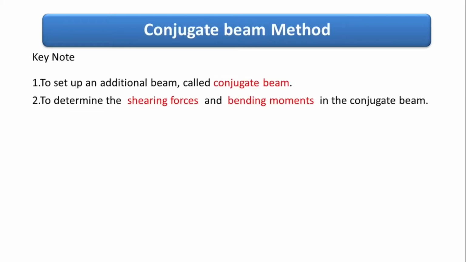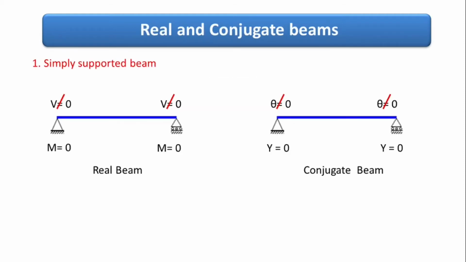Now some of the key notes: first is to set up the additional beam, which is called the conjugate beam, and next is to determine the shear forces and bending moments in the conjugate beam. Now here is some relation between the real beam and the conjugate beam. First, we know the simply supported beam. In the real beam, the bending moment at the support A is 0 and the shear force is not equal to 0. It means the shear force has some slope. So in the conjugate beam, theta is not equal to 0, but the deflection is 0.